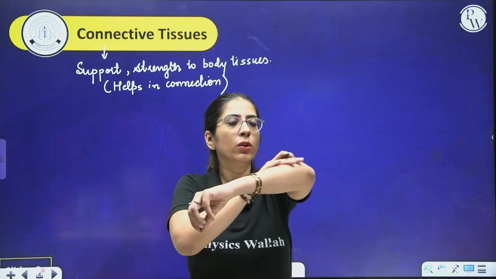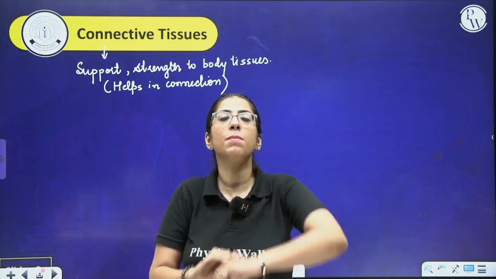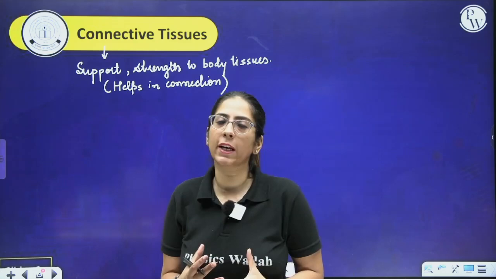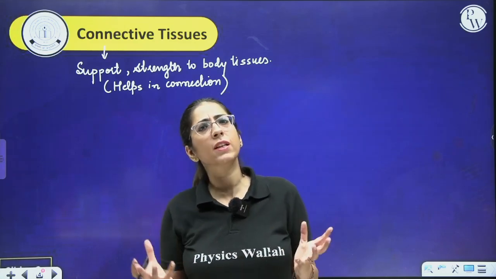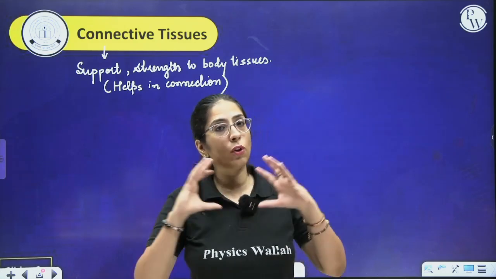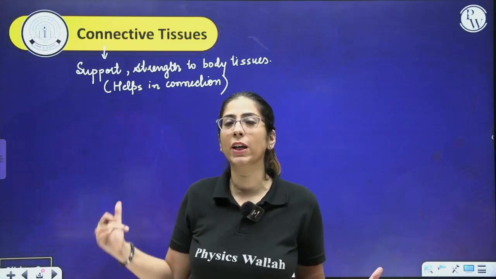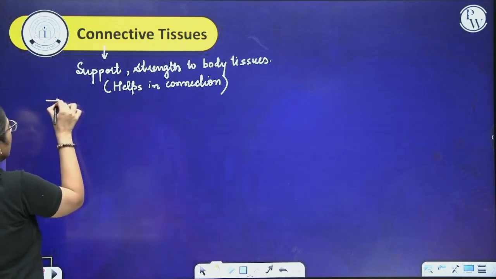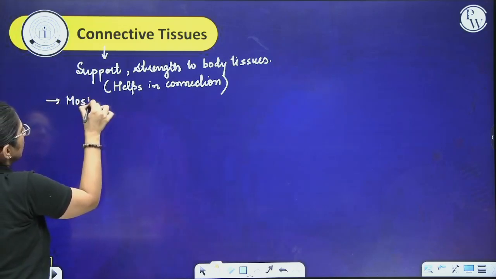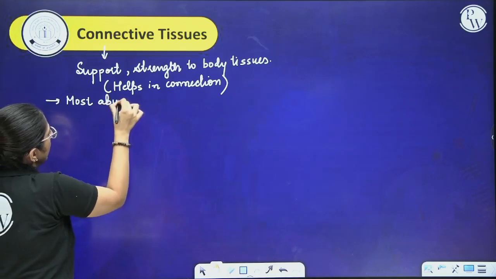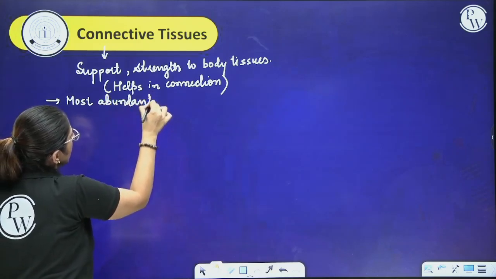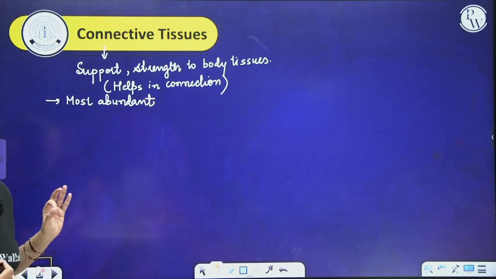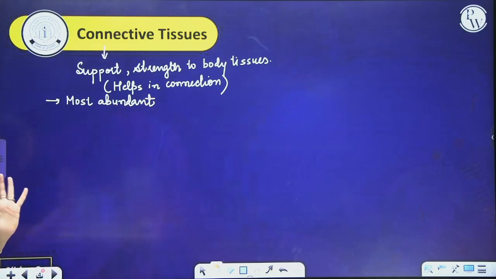In fact, below this skin layer, you will find a type of connective tissue, which is your areolar connective tissue. We have the fat storing connective tissue, which is adipose connective tissue. So, all these are connective tissue. Among all the tissues which are present in the body, this is the most abundant tissue. So, this is a very important line. Most abundant. Now, if someone asks you which is the most abundant tissue, you should know that it is a connective tissue. Hope it is clear. Right?